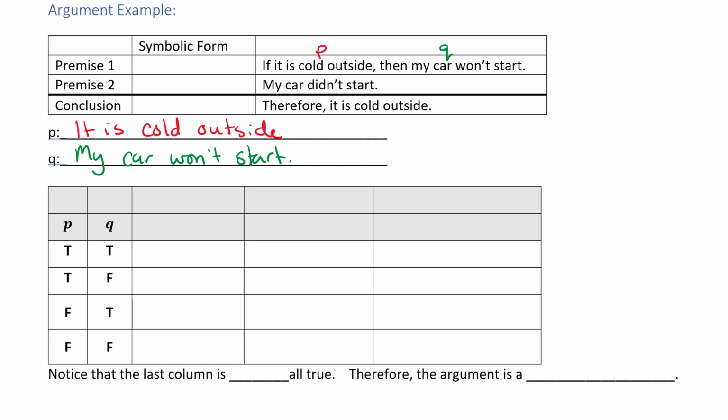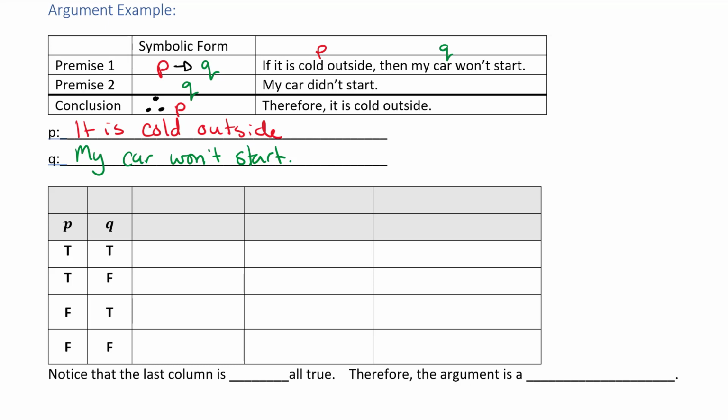Okay, so my premise 1 is going to be P implies Q. All right, premise 2, my car didn't start. So that would be Q. And then our conclusion is, therefore, it is cold outside. So therefore, remember we used that triangle of 3 dots. It is cold outside, which is P. Okay, so we have P and Q in all of the different variations of the true-false combination.